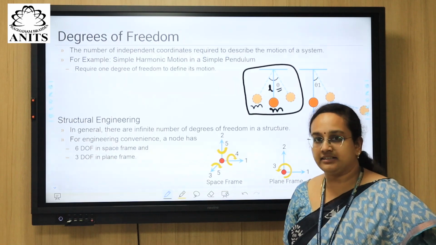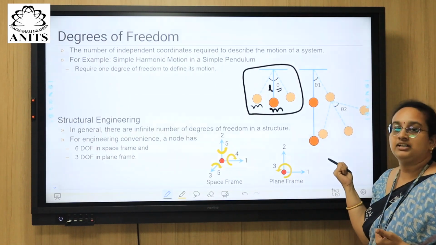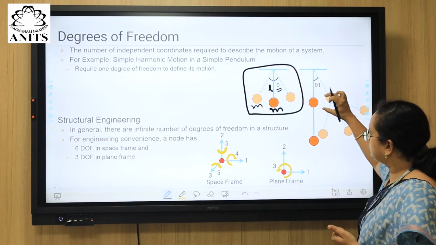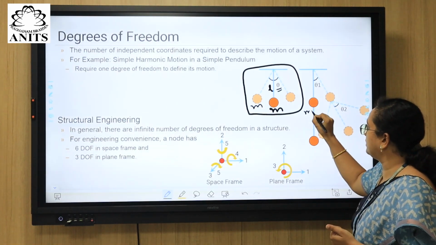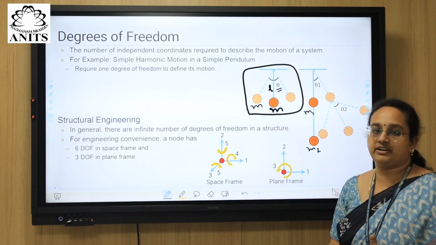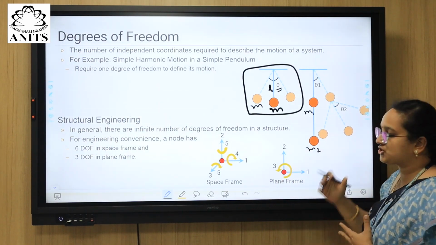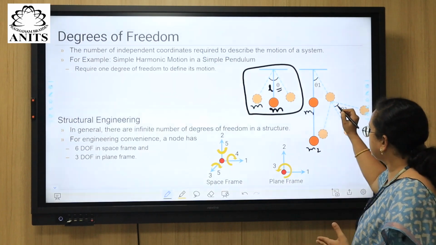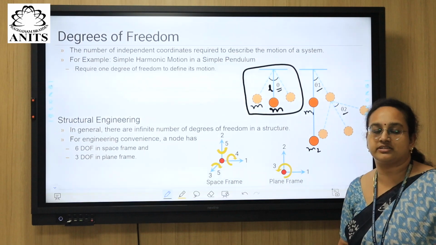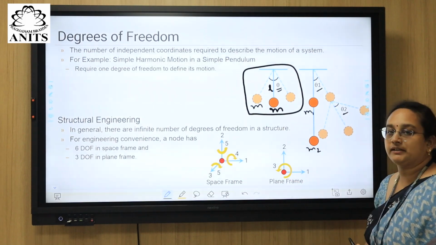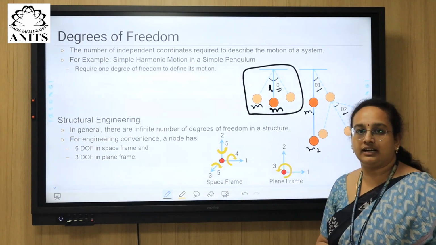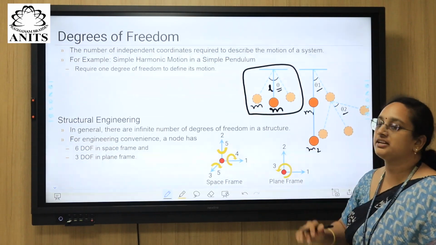But if we take another example, this is a little more complicated pendulum, right? With two masses, we can say M1 and M2. In that case, how do you define the position of the pendulum? In that case, we have theta1 and theta2. There are two parameters required to define the motion of this pendulum, right? I think now you got an idea of how you define degrees of freedom.